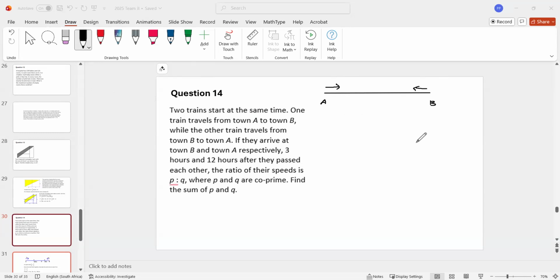Right. Now they will cross each other somewhere along the line. If they arrive at town B and town A, respectively, 3 hours and 12 hours after they passed each other. So somewhere along the line, they passed each other. So this is the passing point. We'll call it P, is the point where they passed each other. All right. Now they say one takes 3 hours after they passed each other.